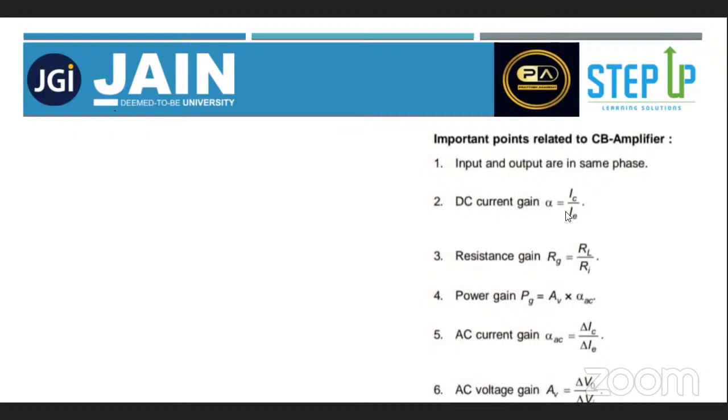DC current gain is alpha, IC by IE, current in collector by current in emitter. Resistance gain is RL by RI, the resistance in output and input. Power gain is AV times alpha AC. Alpha AC is basically the current gain in AC, found by change in collector current by change in emitter current. This is for common base. AC voltage gain is delta V naught by delta Vi, output by input.